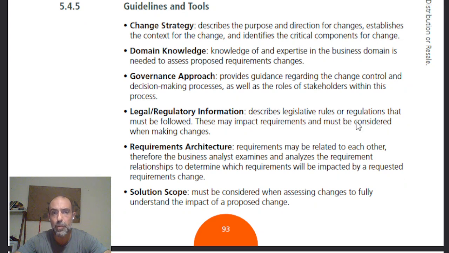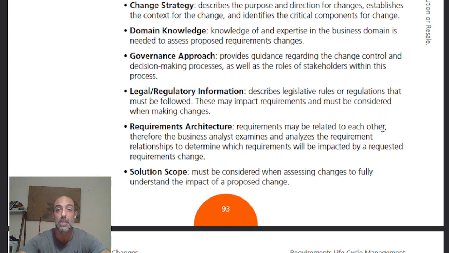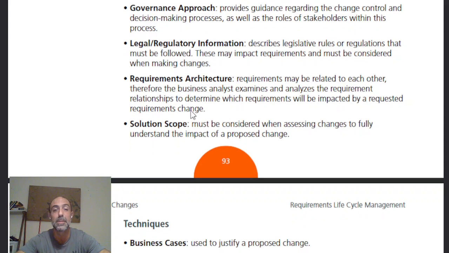A governance approach provides the guidance regarding the change control and the decision-making process, as well as the roles of stakeholders within the process. The governance approach is also what we did in chapter 3, I think. In chapter 3, it's the same thing, plan business analysis governance. Legal and regulatory information describes legislative rules or regulations, what must be followed. Of course, they impact the requirements, and they must be considered when we're making changes.